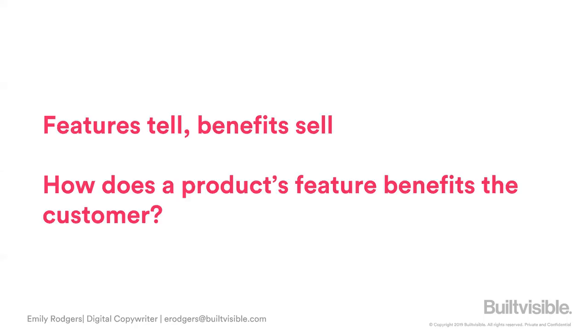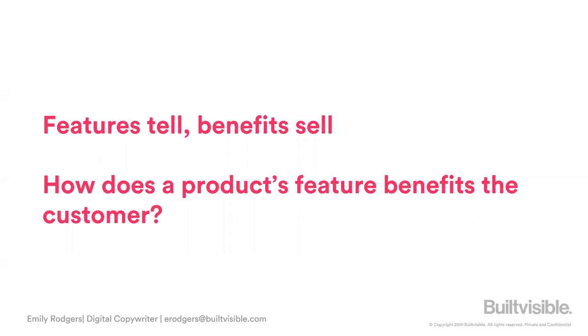Features tell, benefits sell. So remember this when you're writing. So how does a product's feature benefit the customer, essentially? So when consumers are shopping, they're judging a product based on its benefits over anything else, over the price, over the quality, over the feel. They're basically asking, okay, what is this product going to do for me and my life? This means the benefit of the product should be at the forefront of your copy.